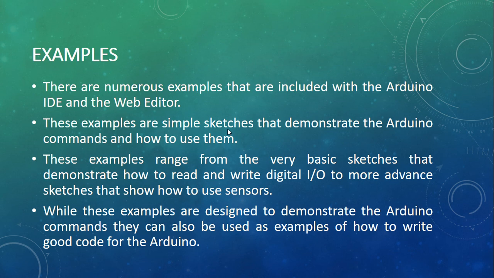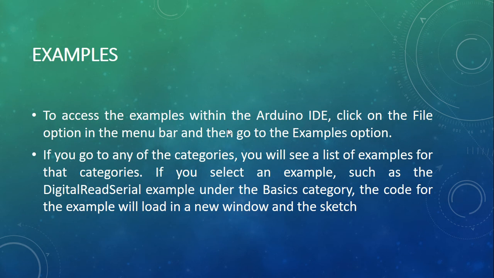So while these examples are designed to demonstrate the Arduino commands, they can also be used as examples of how to write good code for the Arduino. So we have these examples for you to explore: the basic commands of the Arduino and advanced sketches for a particular sensor. To access the examples within the Arduino IDE, click on the File option in the menu bar and then go to the Examples option. If you go to any of the categories, you will see a list of examples for that category. If you select an example, such as the DigitalReadSerial example under the Basics category, the code for the example will load in a new window in the sketch.